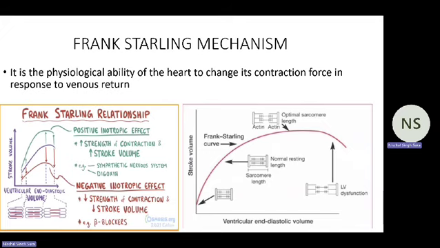Then there's Frank-Starling mechanism. So Frank-Starling mechanism is the ability of the heart to change its force of contraction depending on the amount of venous return that we have. So it just simply says that the strength of contraction would increase when the ventricle is more stretched apart.